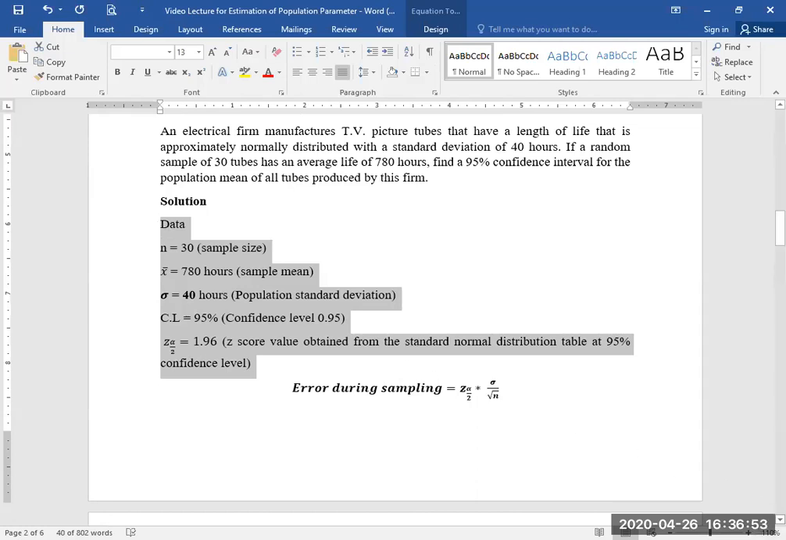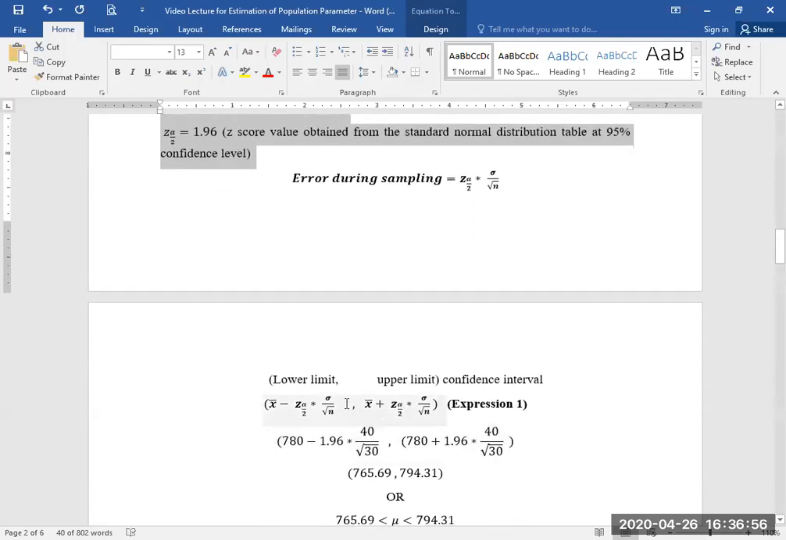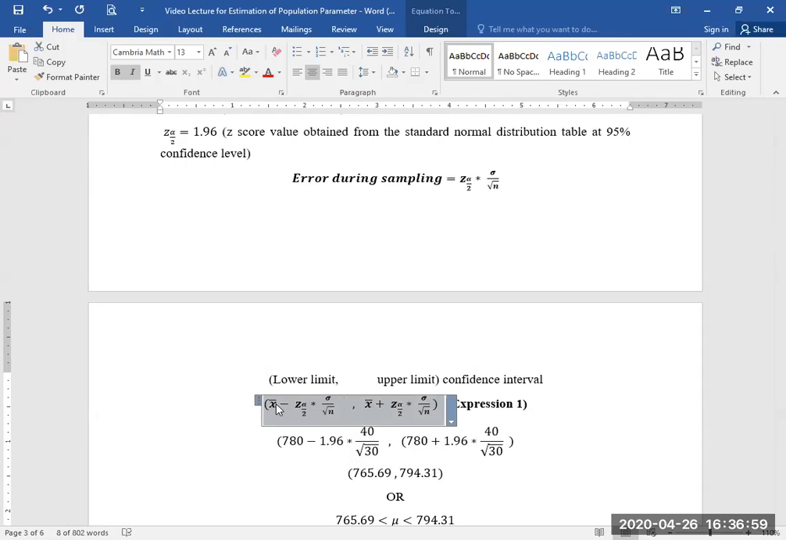Students, we will use this interval, where the lower limit can be obtained by subtracting the sampling error from the estimated sample mean, and on the right side we add the sampling error to the sample mean for the upper limit of the interval. I'm again telling you, this is the lower limit of the interval, and the right side is the upper limit of the interval.